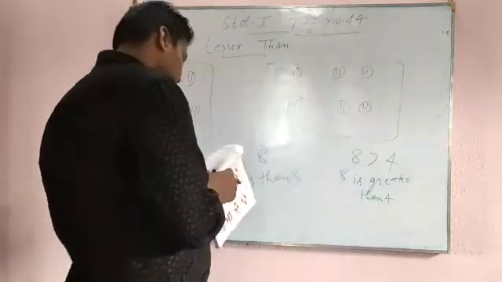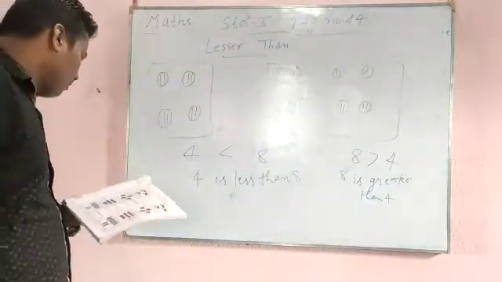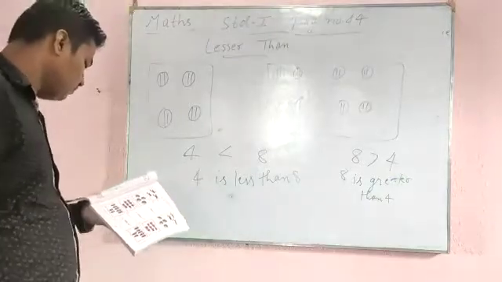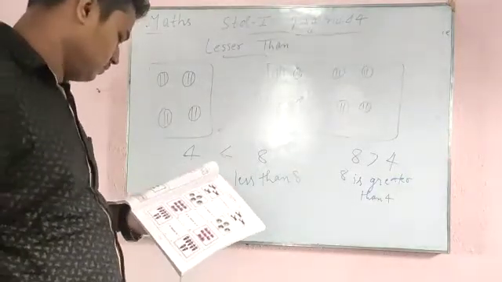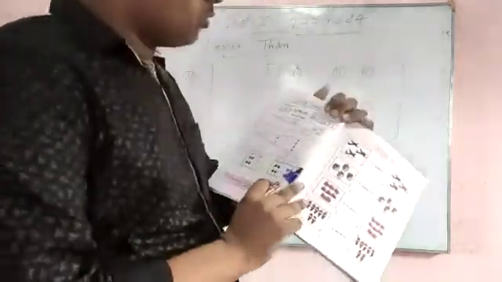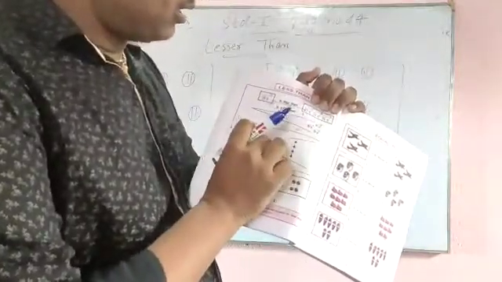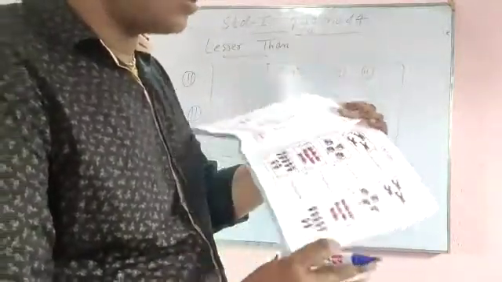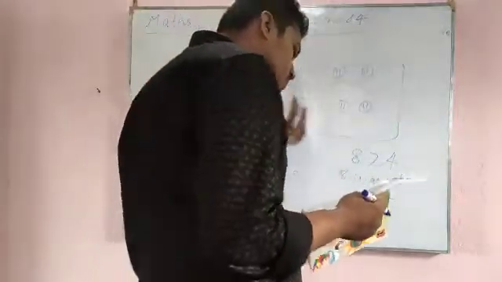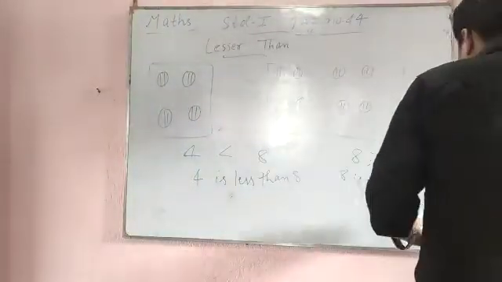Okay, students. Now we'll come to next. In this question, you will just write down this less than this, less than this. Okay. Now come to page number 45.